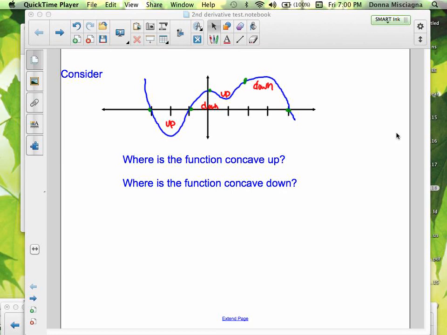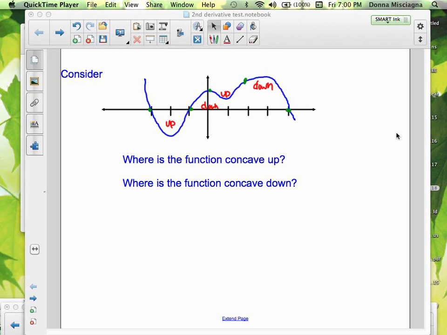So we're going to answer the question here. Where's the function concave up? Where's the function concave down? All right. So this would be a little bit more complicated if I didn't leave the words up, down, and the green dots in there. But since I'm answering this question myself, rather than asking you, I figured I would just leave that stuff in there. So we're going to consider this on the closed interval. All right, so the last green dots there indicate the end of the interval.